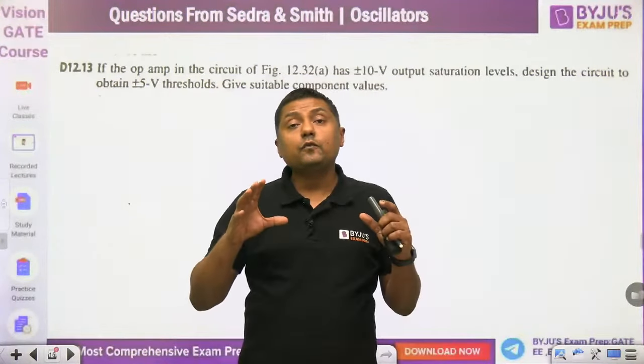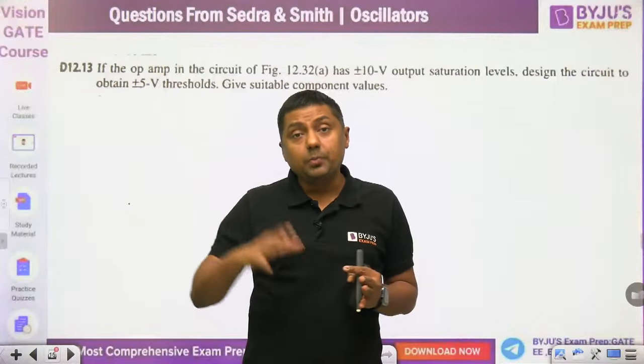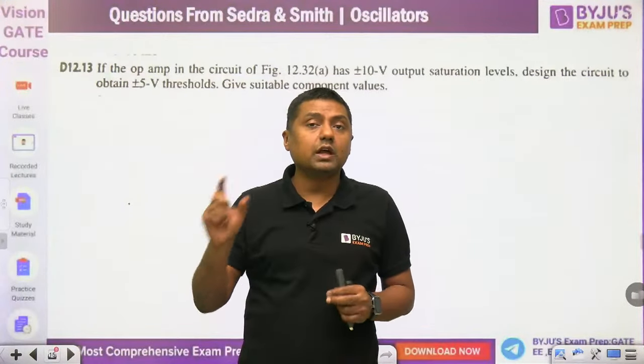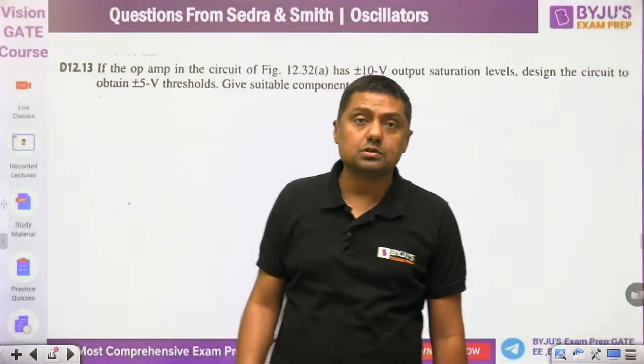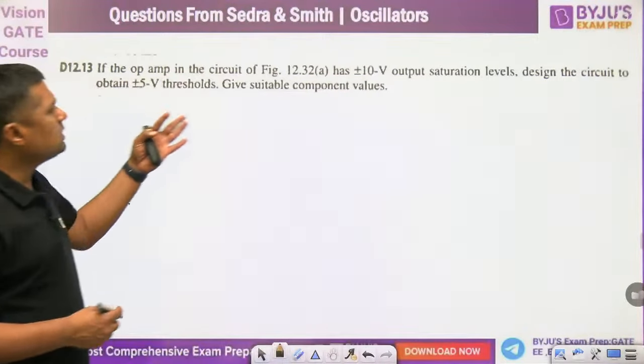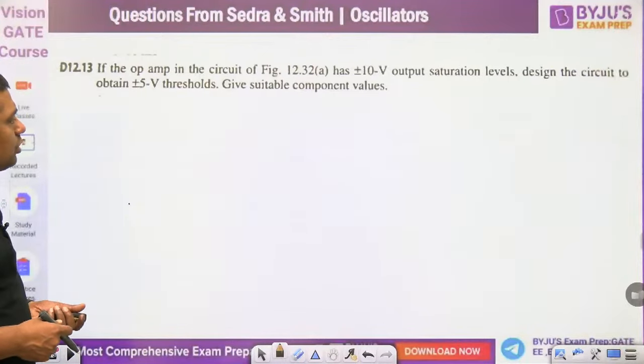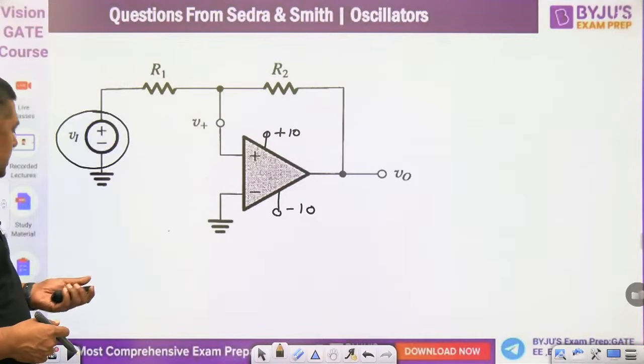Surjit, if in the question they ask to limit the output to plus minus 5 volt, then we have to use the Zener diodes, back to back Zener diodes, that is called clamping diodes. Here, simply, what are the threshold voltages?